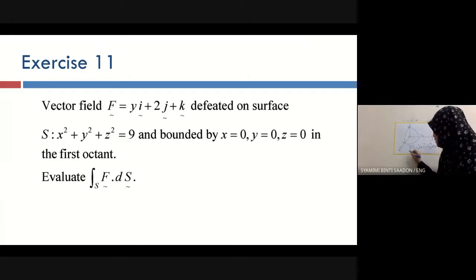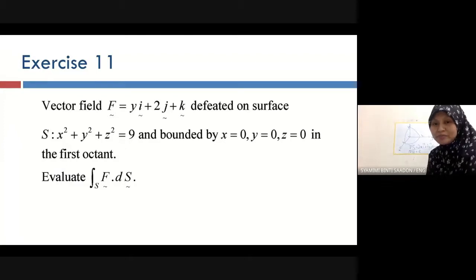And then the magnitude of the gradient of S is 6, because we substitute x, y, and z as 3. By substituting x, y, and z as 3, you do the square root. And then you get the answer 6.